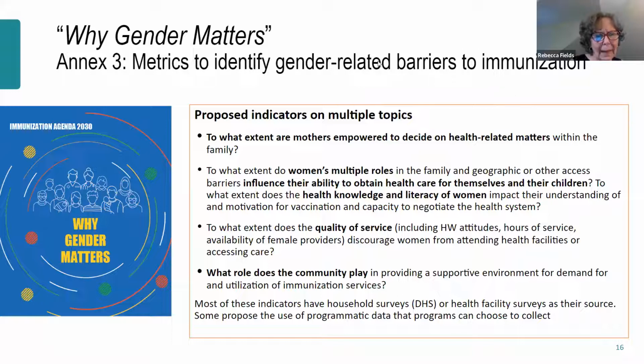As you go through Annex 3 in Why Gender Matters, and you look at the indicators, one of the things that you will see is that most of these indicators require a source of information as being household surveys, such as demographic and health surveys, or else some kind of health facility as their source. Some of them do propose using different types of program data that can be collected on a specific basis and that individual countries can choose to collect. But really, a lot of these have as their source the large household surveys such as DHS.